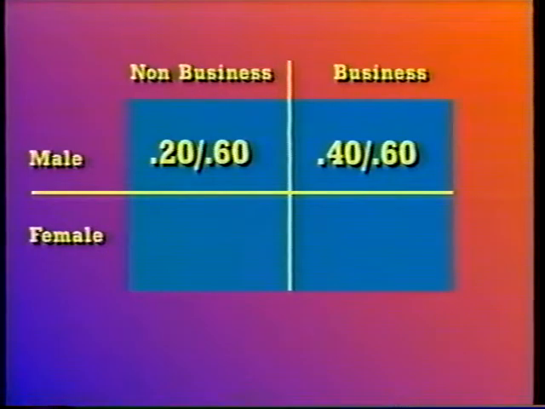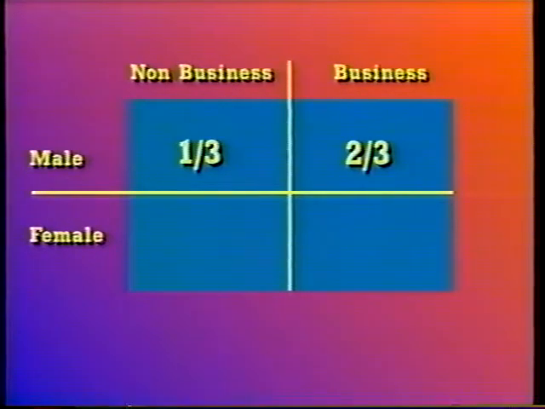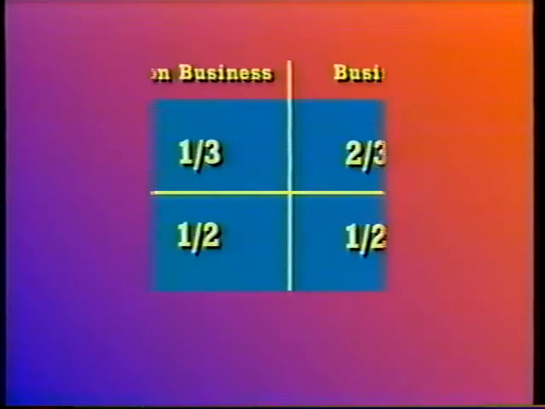The probability of getting a business major is now clearly 2/3. We have converted from a joint probability to a conditional probability. We can then do this for all genders.